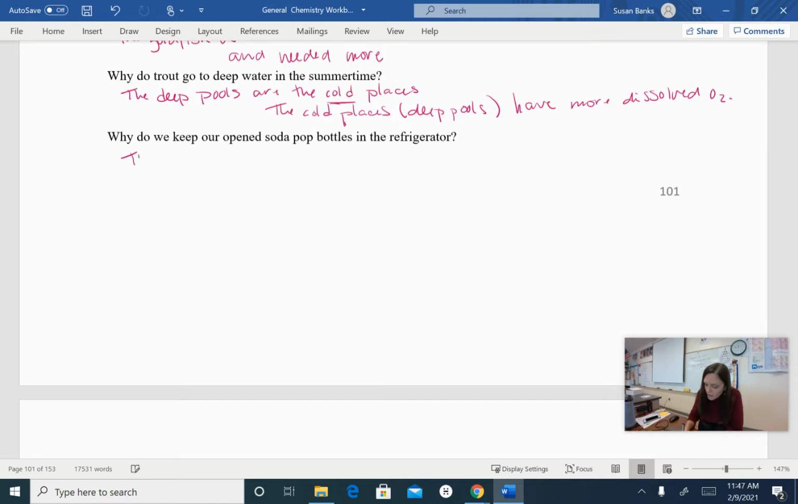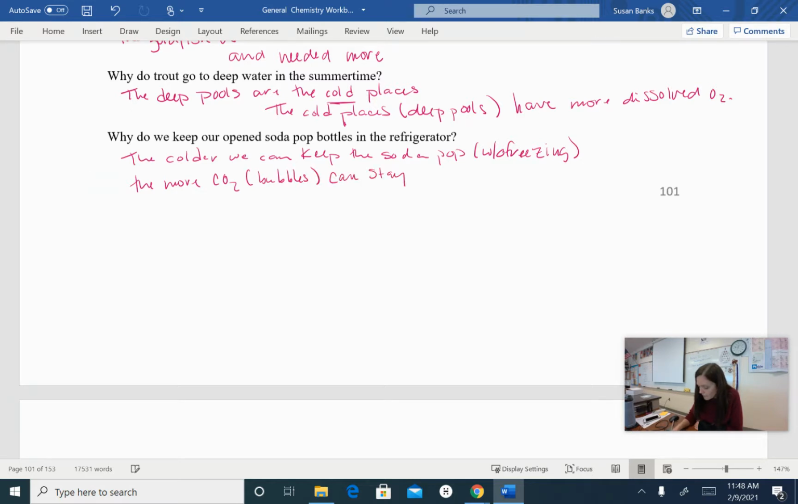So the colder we can keep the soda pop, of course, without freezing, because we don't want to freeze it, the more carbon dioxide, those are the bubbles that give it the carbonation, the more carbon dioxide can stay in solution. That's a really fancy, long way of saying that soda pop won't go flat.